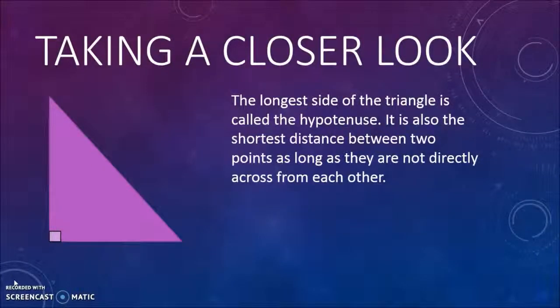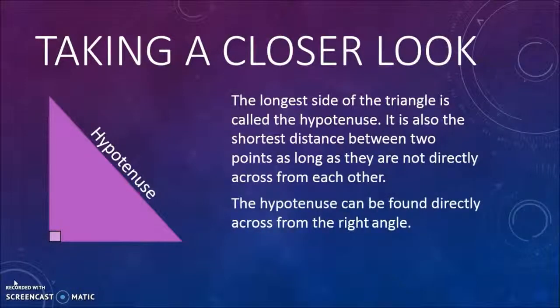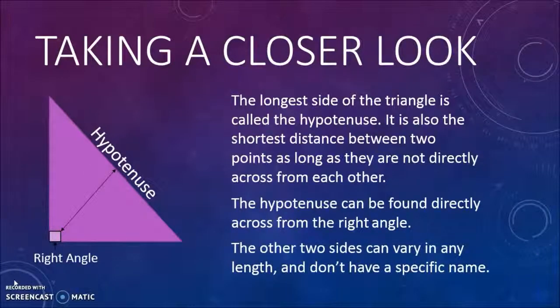The longest side of the triangle is called the hypotenuse. It is also the shortest distance between 2 points as long as they are not directly across from each other. The hypotenuse can be found directly across from the right angle. The other two sides can vary in any length and don't have a specific name.